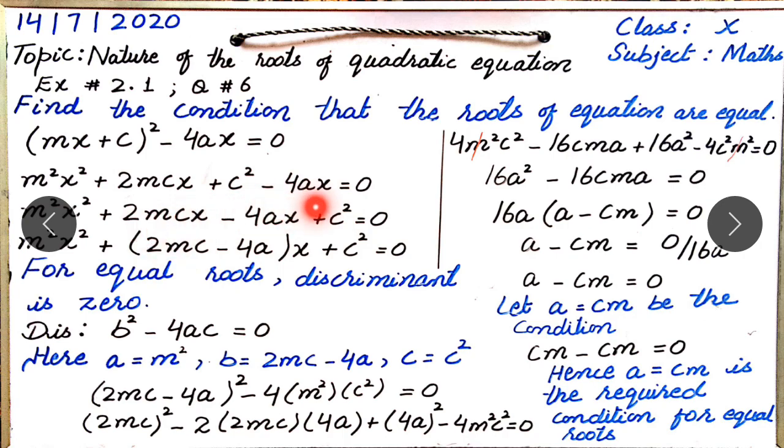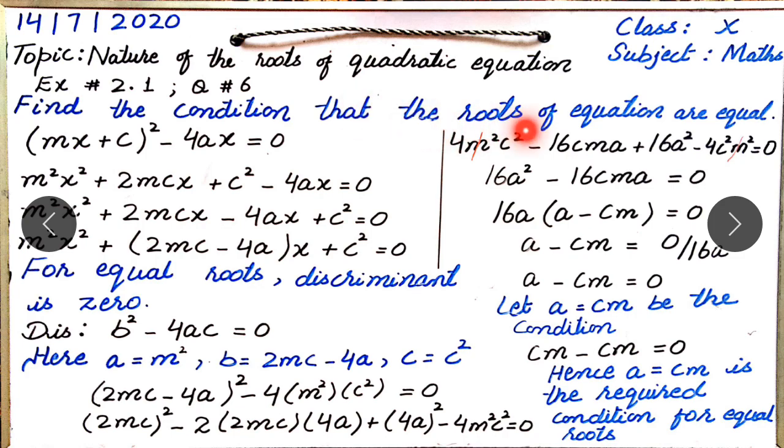Then here what we have done, 4ax and 2mcx are written side by side, so that we can take x common in order to write this in standard form. This is ax squared, this is bx, this is plus c square equal to 0, the standard form of quadratic equation. Now we can proceed ahead.